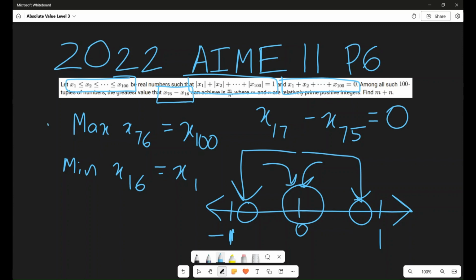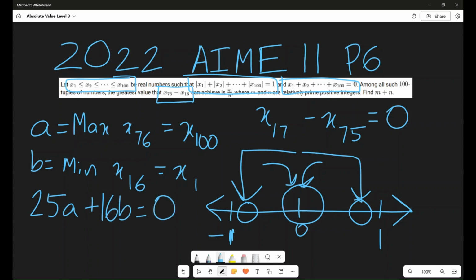Now that we have this, we can set variables. Let's say our maximum is a and the minimum is b, and we can translate the given equations into equations in a and b. We know that x1 plus x2 up to x100 is equal to 0. So from that we get 25a plus 16b is equal to 0. It's 25a because there are 25 numbers from 76 to 100, and 16b because there are 16 numbers from 1 to 16.